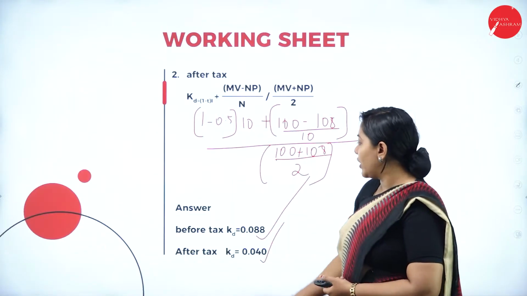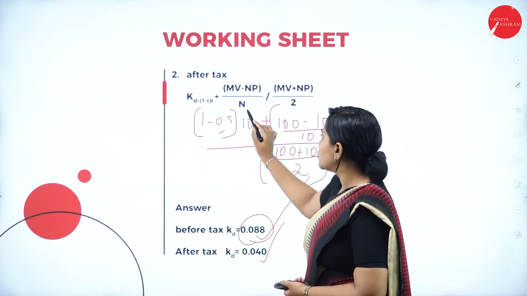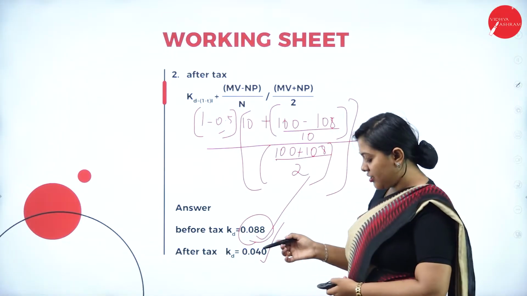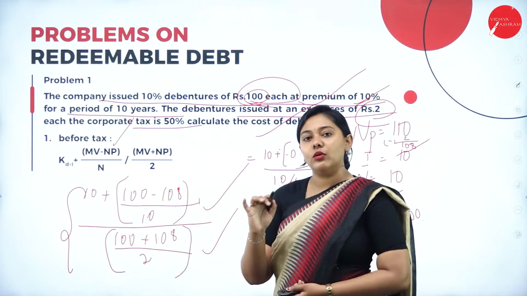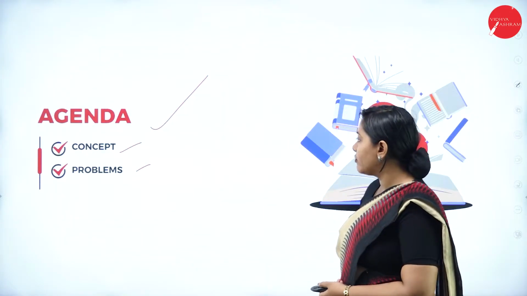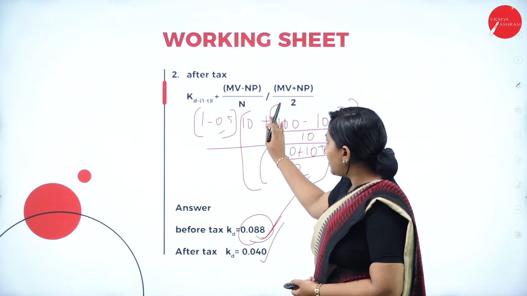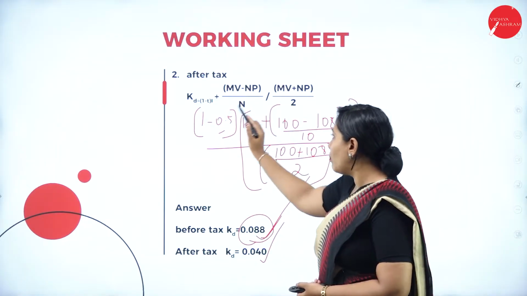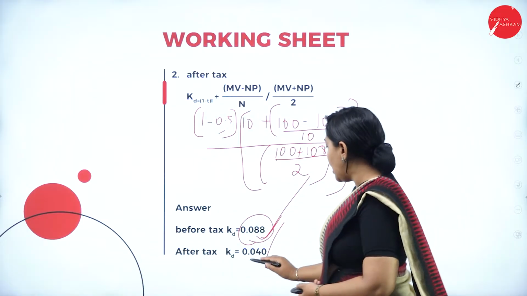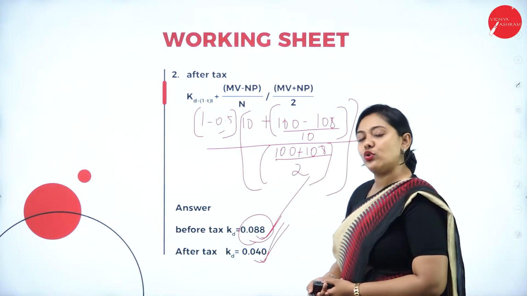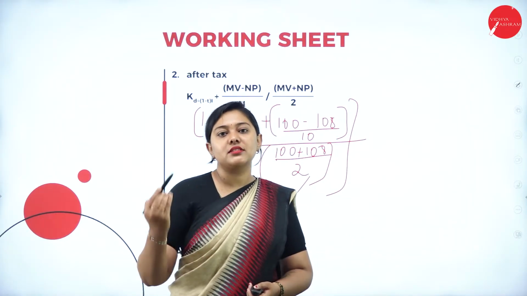So what answer do you get? If you just multiply this value, the calculation has already been done in the before tax problem. To make it easy for you all, I'm telling you. The calculation part is already done. What answer have you got? The answer you have got is 0.088. Then if you multiply with the tax rate, that is 0.5, what will be the answer? The after tax cost of debt 0.044 is the answer. This is how, in an easy calculation way, when before tax and after tax are given.